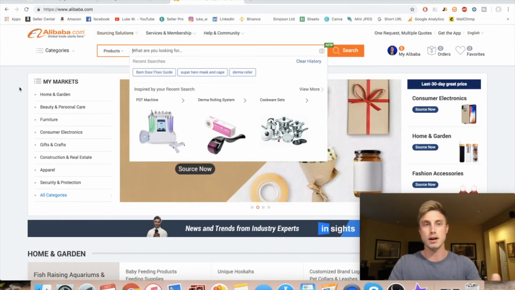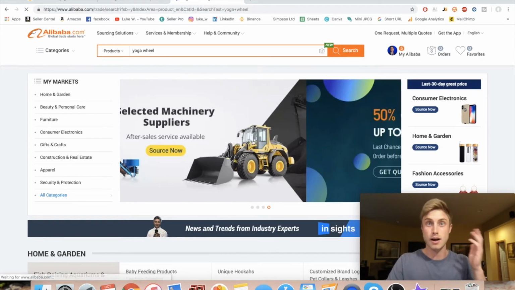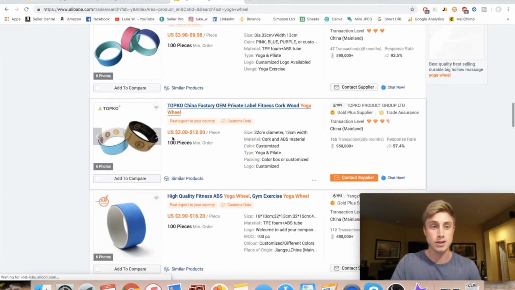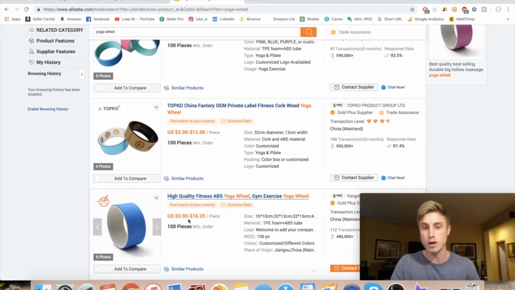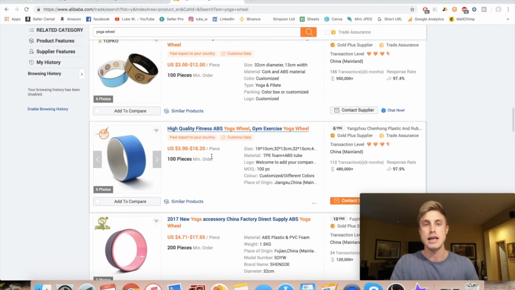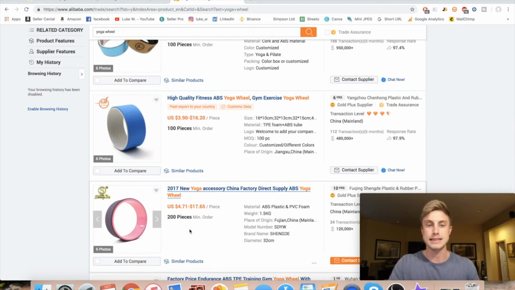So at Alibaba.com, I'm going to go ahead and type in yoga wheel, as we just found on Amazon, and they're selling it for about $38. And now right here, look at these guys. They're selling from $4 to $16, $3 to $12 for these different yoga wheels, $4 to $17. Now you'll see that there's a big difference there, $4 to $17, because it all depends on how much quantity you buy. If you buy a whole bunch of units, they're obviously going to give you a lower price than if you just buy 50 units. Then they're going to be charging about $20.